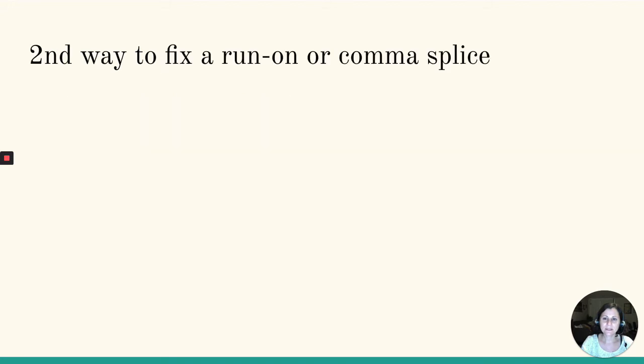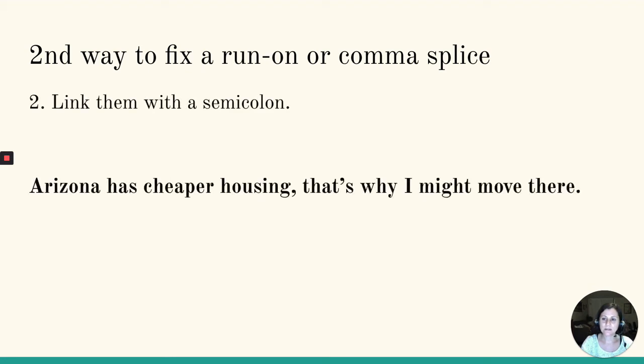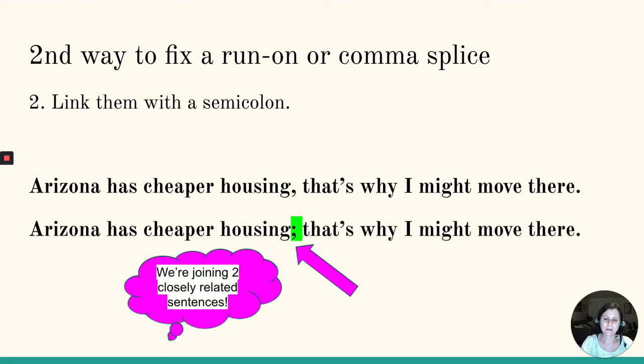The second way to fix a run-on or comma splice is to link them with a semicolon. Arizona has cheaper housing, that's why I might move there. This first sentence is a comma splice. These are 2 complete sentences or independent clauses with a weak comma or an incorrect comma. To fix it, you could just put a semicolon. Arizona has cheaper housing; that's why I might move there. We're joining 2 closely related sentences.